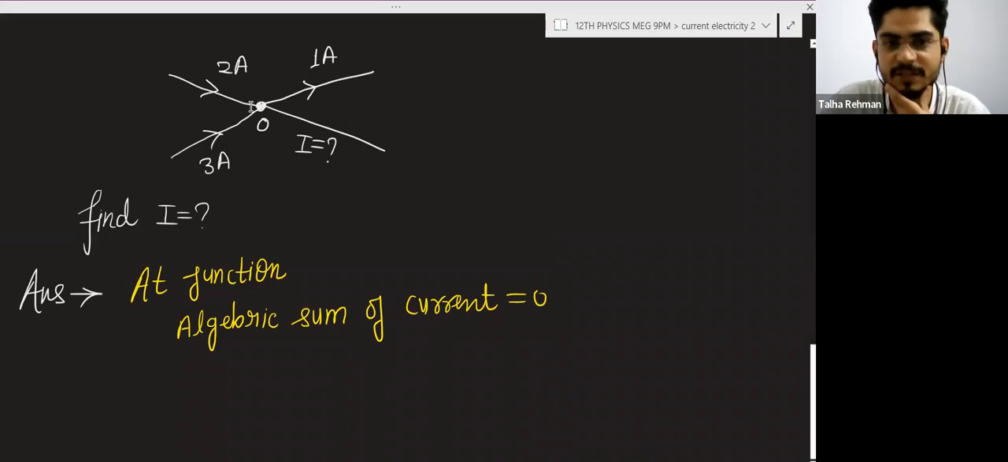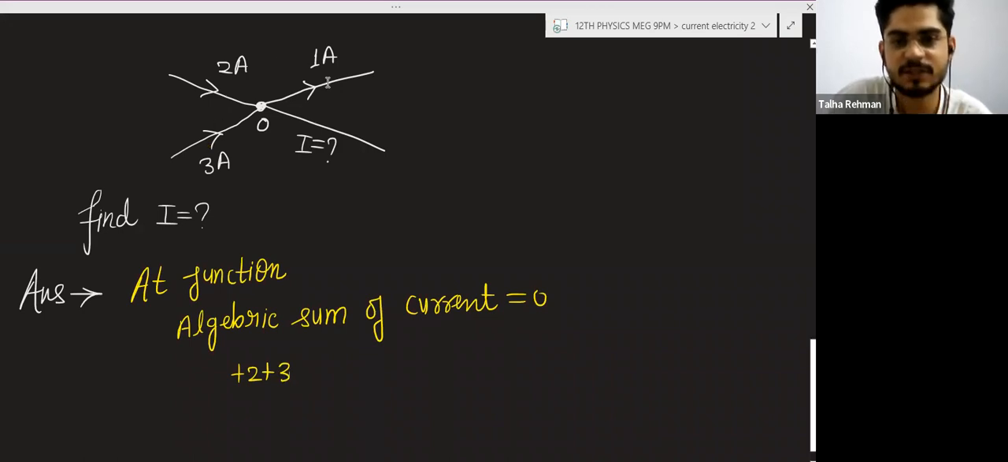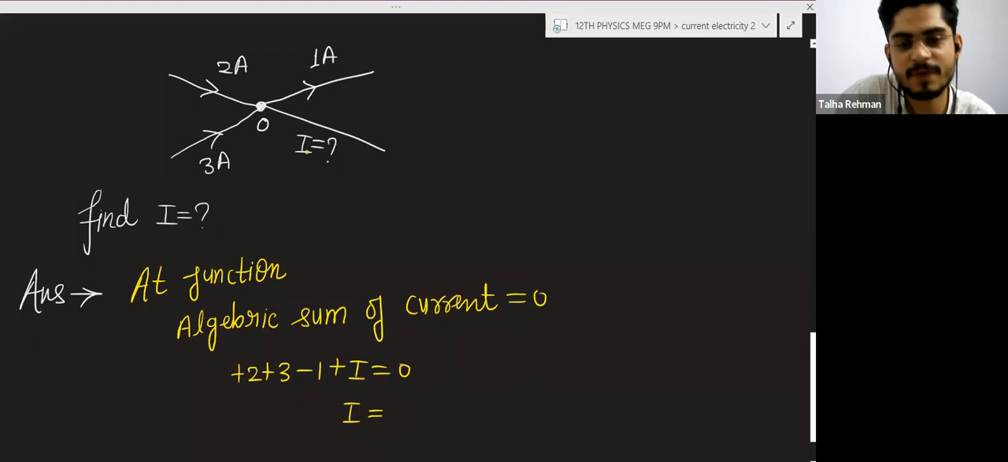This 2 ampere is entering, so you will take this 2 ampere as positive. And this 3 ampere is entering the junction, so you will take this 3 ampere as positive 3. And this 1 ampere is leaving the junction, so you will take this minus 1. And you don't know the sign of this current I, so you will write this as it is. Now can you find this value of I? So this I will be minus 4 ampere.